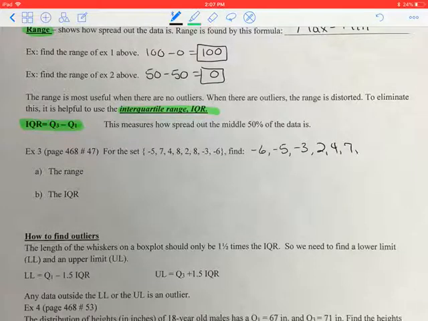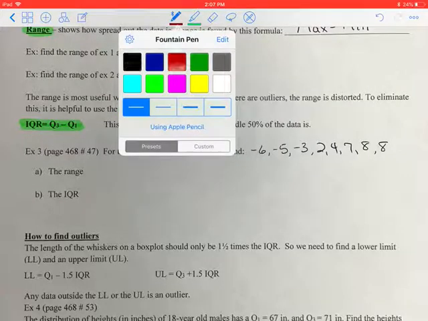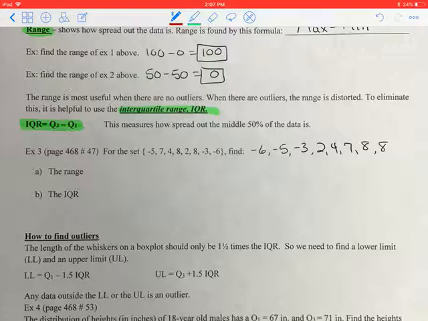And I'm going to go ahead and find all of my quartiles real quick. All right, so let's see. There's 1, 2, 3, 4, 5, 6, 7, 8. So I'm going to start with the median. So the median would be right here. So that would be our median, also known as Q2. So that would be 3. It'd be the number halfway between 2 and 4.